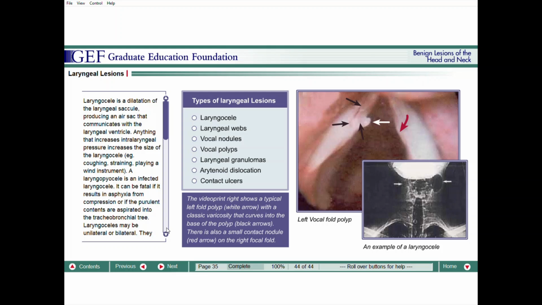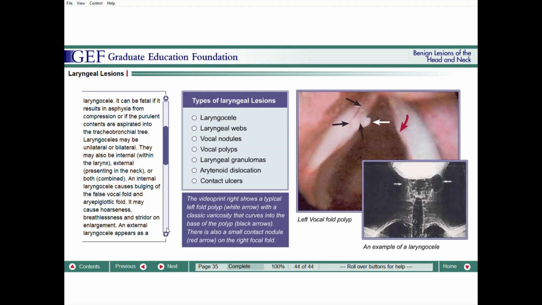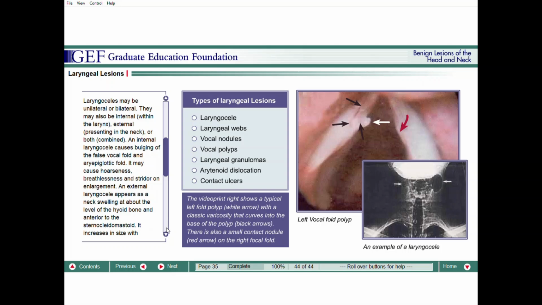It can be fatal if it results in asphyxia from compression or if the purulent contents are aspirated into the tracheobronchial tree. Laryngoceles may be unilateral or bilateral. They may also be internal, within the larynx, external, presenting in the neck, or both, combined. An internal laryngocele causes bulging of the false vocal fold and aryepiglottic fold. It may cause hoarseness, breathlessness, and stridor on enlargement.